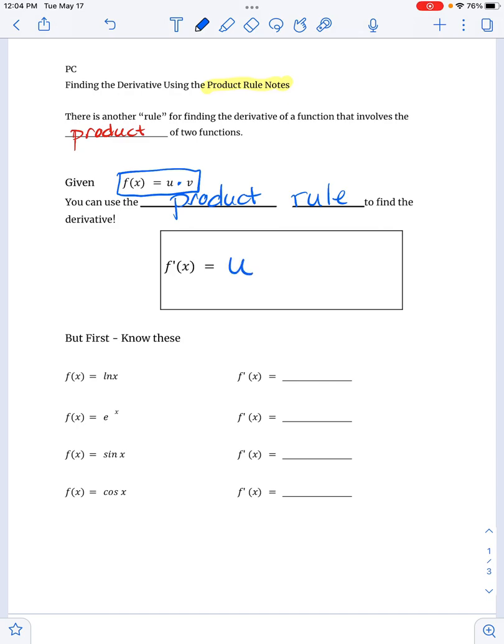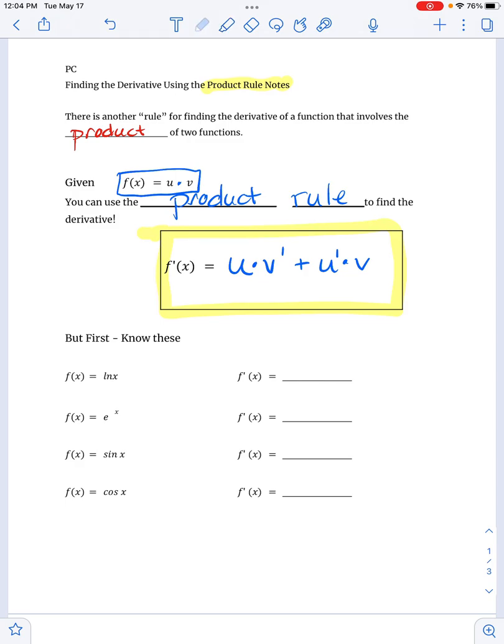You take u as it appears in the original function times the derivative of that second part, plus the derivative of the first part times the second part v as it appeared in the original function. So this is what we call the product rule.